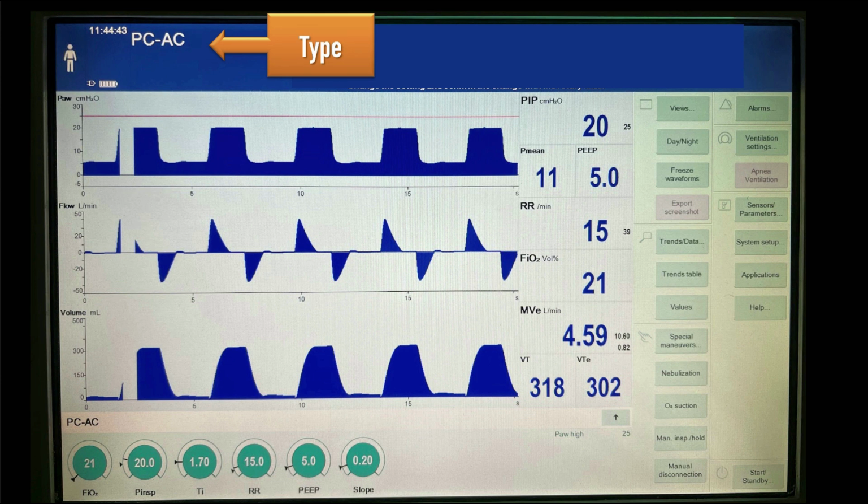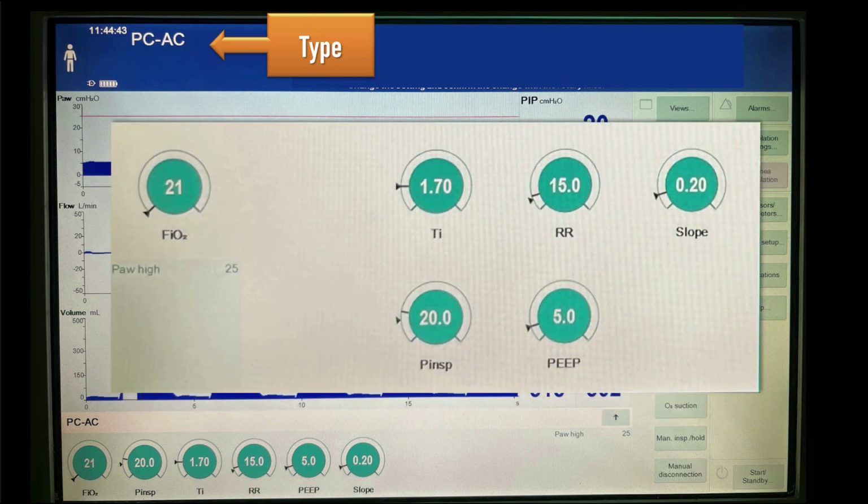You can see the typical decelerating flow pattern, the flat top pressure waveform, and the mean airway pressure, which is quite nice here because it's related to the PEEP and the driving pressure. So that shaded area in the pressure waveform is the positive pressure component, and you can see the little number for the mean airway pressure just to the right of the pressure waveform. The little arrow on the bottom right part of the screen leads to a pop-up screen that gives you the basic settings. And here they are.